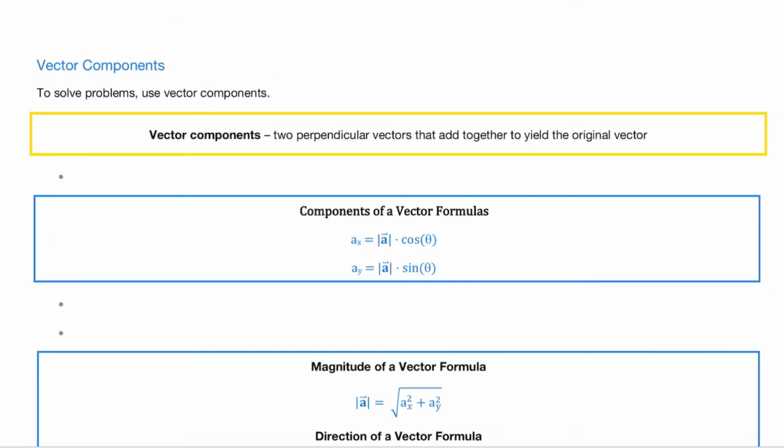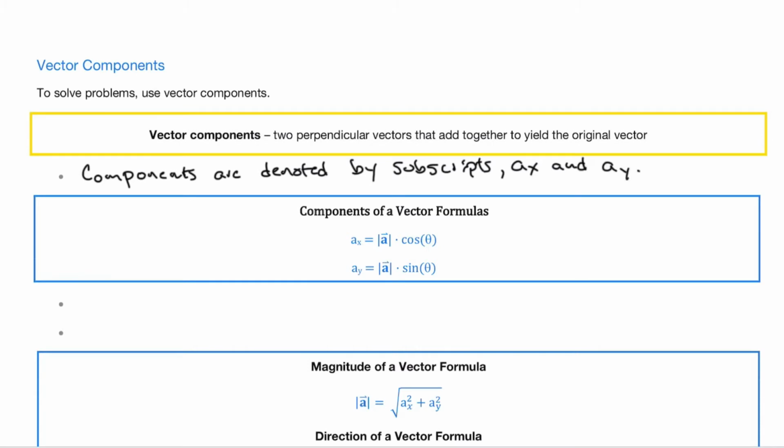Now, primarily when we work with vectors, we're going to be working with the vector components. So what are vector components? Well, they're two perpendicular vectors that add together to yield our original vector. When we write out these components, we'll denote them using subscripts. So for the vector A, it would be A sub X and A sub Y.